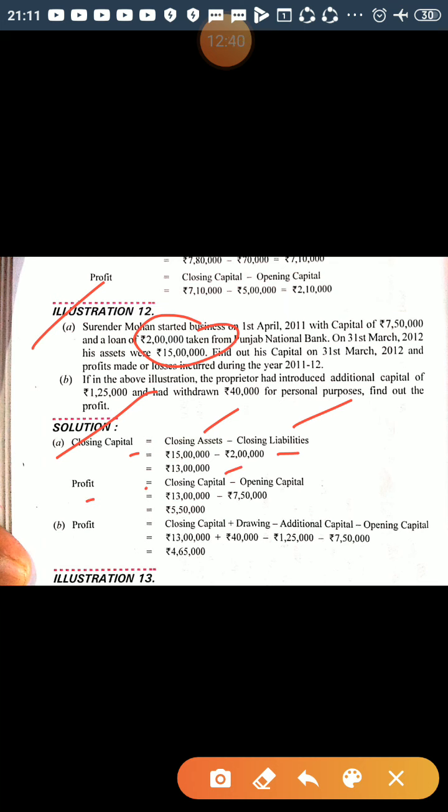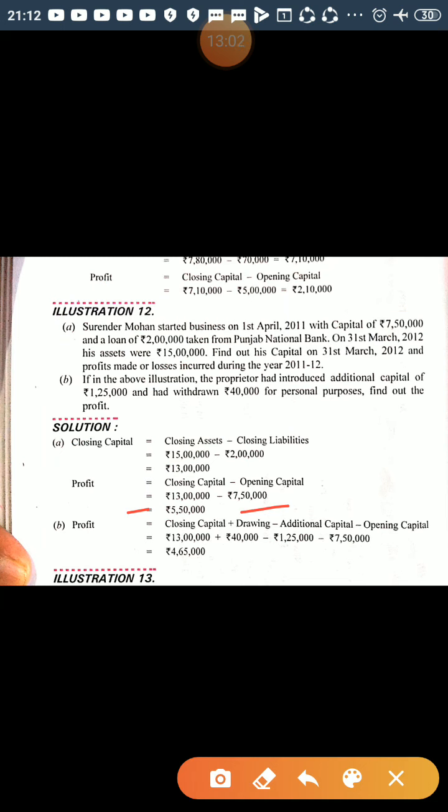Profit for the year is closing capital minus opening capital, because no additional capital or drawings were made during the year. So closing capital is 13 lakh we have calculated, minus opening capital, that is 7,50,000. Now the profit is 5,50,000.